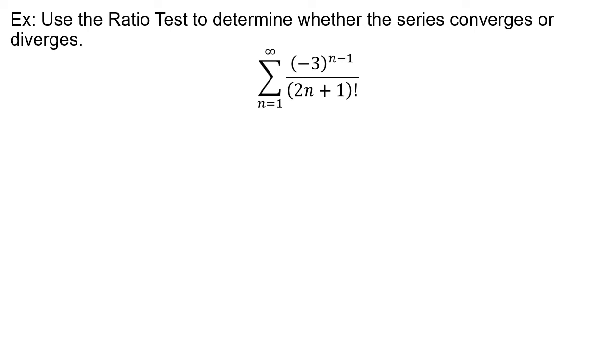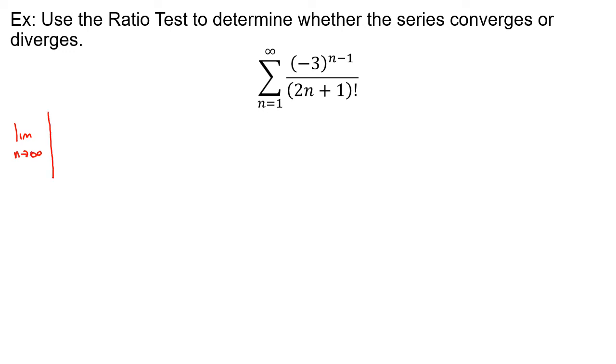Alright, use the ratio test to determine whether it converges or diverges. Notice this one has a factorial on it. So like I said earlier, if you ever see a factorial on any series, it's probably a good guess that you want to do a ratio test. And so I will have the limit as n goes to infinity.